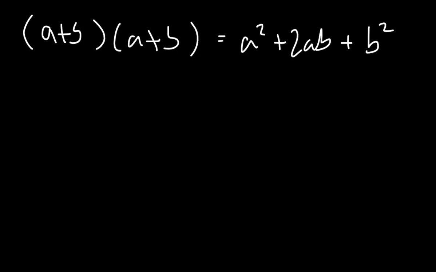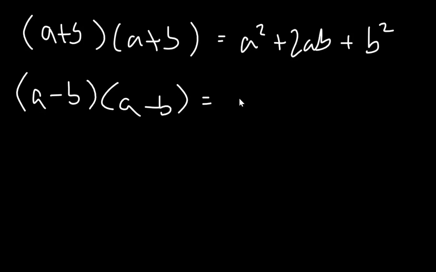Alright, so the next one we're going to learn about is A minus B times A minus B. And that is equal to A squared minus 2AB plus B squared. We can see that A times A is A squared, negative B times A is negative AB, then another negative B times A is negative AB, so negative AB minus AB is negative 2AB. And we have negative B times negative B, two negatives make a positive, so we're left with B to the second power. So take time to write that in your notes as well.